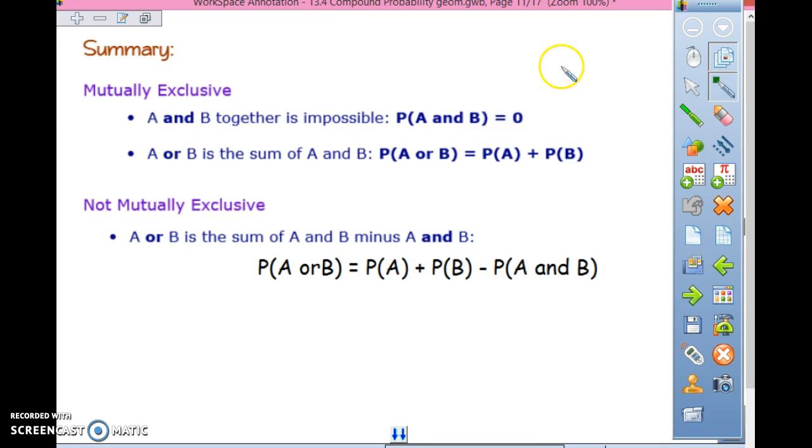So a quick summary. Mutually exclusive events, to find the probability of A and B together, their probability is 0. To find A or B, we add them. If events are not mutually exclusive, then we have to worry about this overlap.